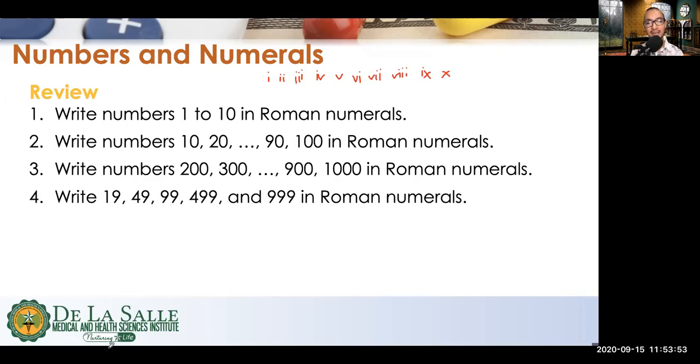Again, this is a review, so I won't expect you to be excited by this. But I would like you to answer 2, 3, and 4 on your own. In fact, I have placed some of these in your lesson module.